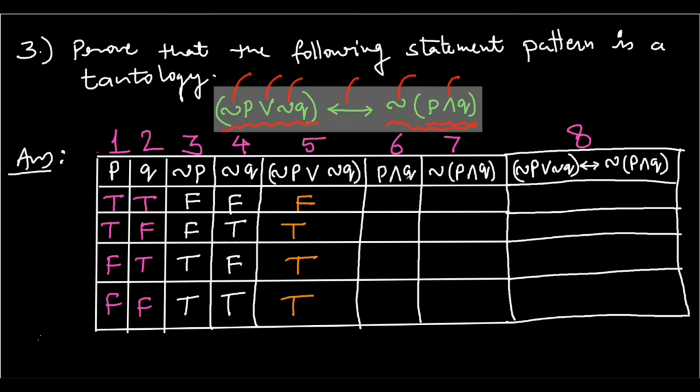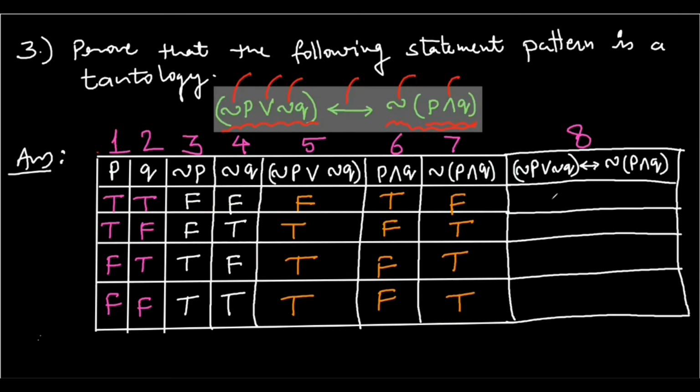Next, P and Q. I go for the next column, P and Q, that is this column and this column. Now what does the law of conjunction say? When both are true, then true, otherwise false. So true and true, true. Are both true? No. False, false, and false. Then the next column is 7. It is negation of P and Q, that is negation of this column. So here, true becomes false, and if it is false, then true, true, and true.